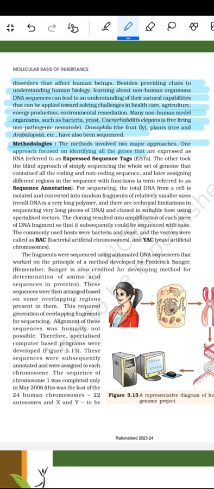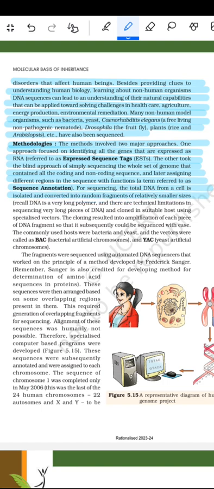One approach focused on identifying all the genes that are expressed by the RNA, referred to as the expressed gene sequence tags. The other took the blind approach of simply sequencing the whole genome that contained all the coding and non-coding sequence, and later assigning different regions in the sequence a function, a term referred to as sequence annotation.